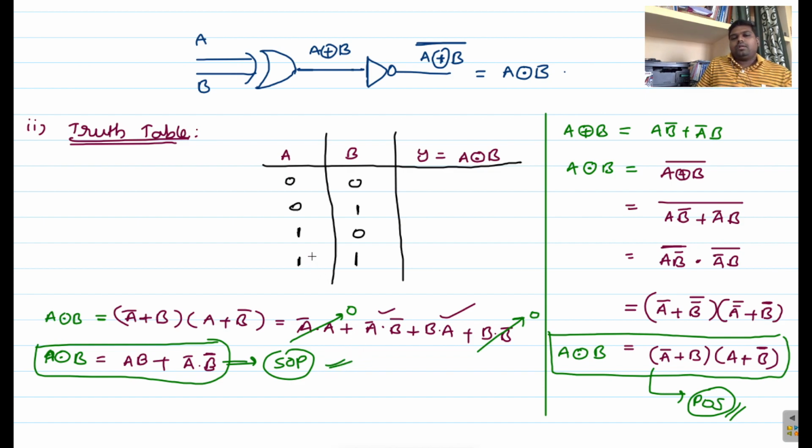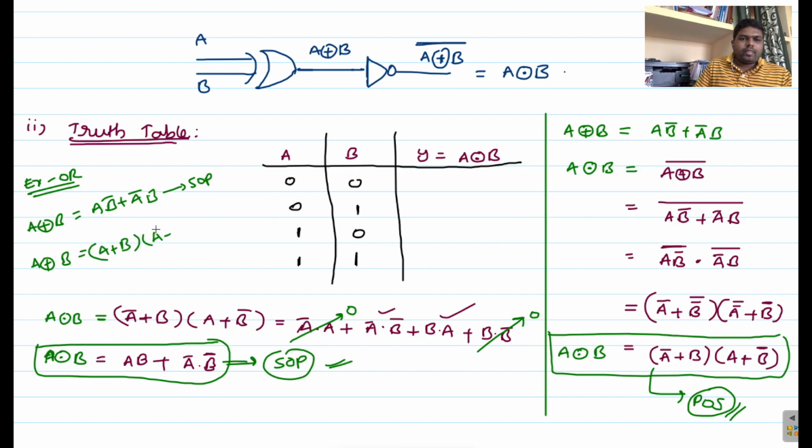Okay, so in the previous XOR case, if you observe, a XOR b is nothing but a b bar plus a bar b. This is for sum of product. When it comes to product of sum, you will get (a plus b) into (a bar plus b bar). This is for product of sum. When it comes to XNOR, a XNOR b equals a b plus a bar b bar, that is sum of product.